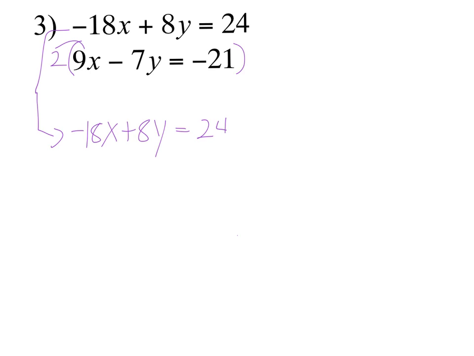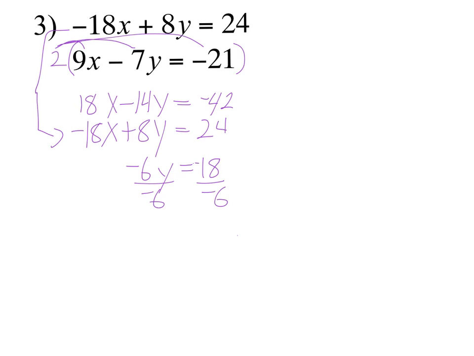And now 2 times 9 is positive 18x. 2 times negative 7y is minus 14y. 2 times negative 21 is negative 42. When I add those together, I get 0x. I'm going to end up with negative 6y. And negative 42 plus 24 is going to be negative 18. All right, if I divide both sides by negative 6, I get y is equal to 3.